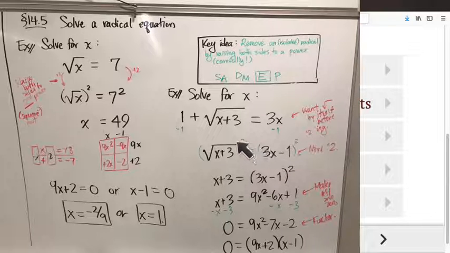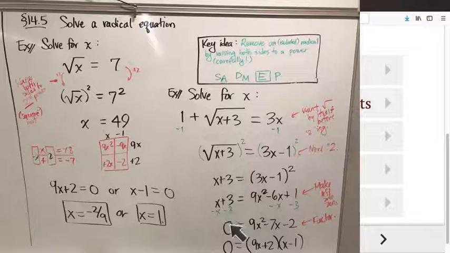And then, because the square root was by itself, we can square both sides and get rid of the square root. But the degree of difficulty that that introduced is that now on the right-hand side we had 3x minus 1, the quantity squared, which we had to multiply out as a binomial. We had 9x squared minus 6x plus 1 on the right, x plus 3 over on the left. And that's not the easiest equation in the world to solve, but we have the tools to do it.